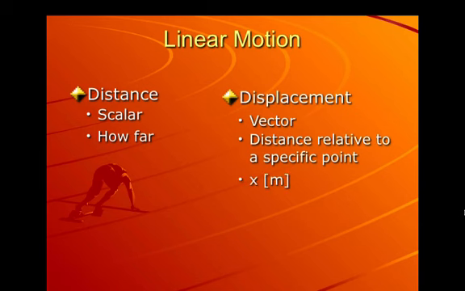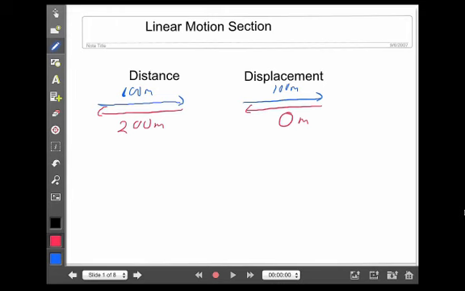Now, the symbol we use for displacement is the letter x, typically. Now, displacement can come in a lot of other letters: h for height, r for radius, various things like that, but x is the most common one. And the standard unit of displacement is the meter.